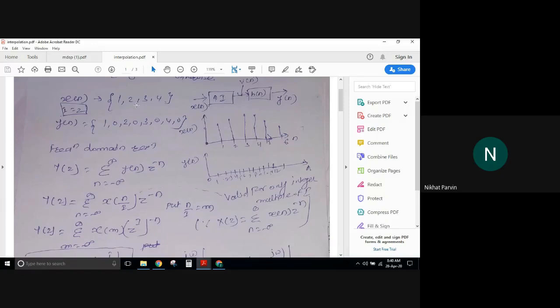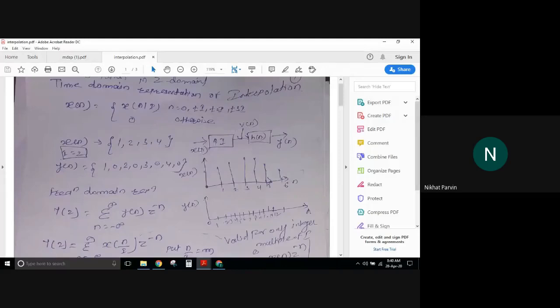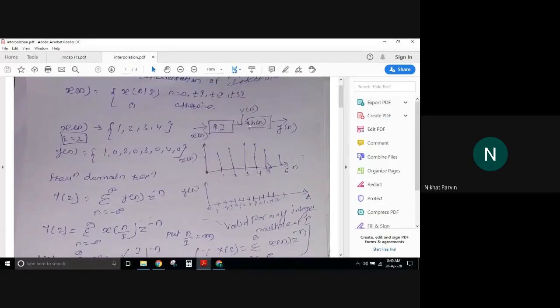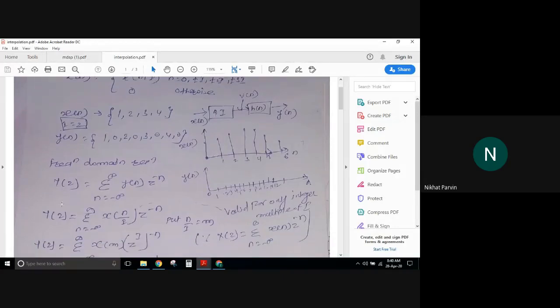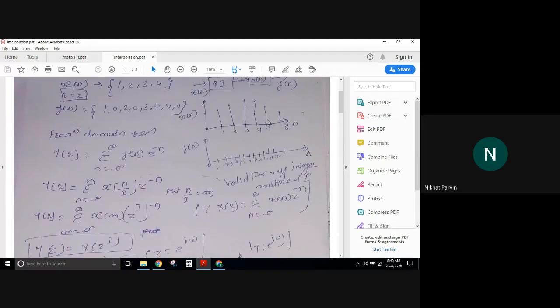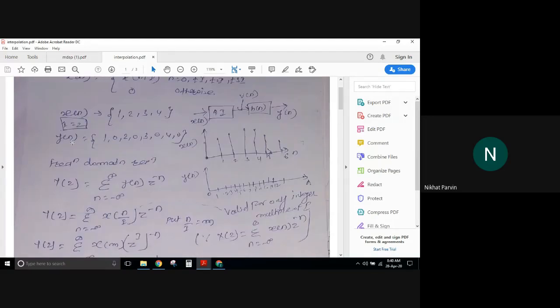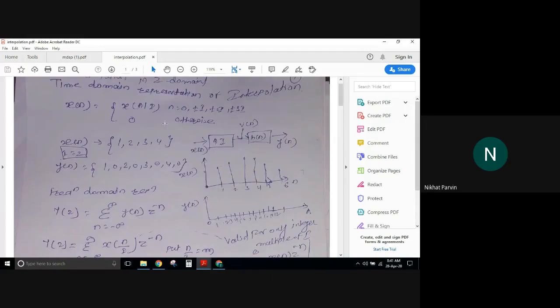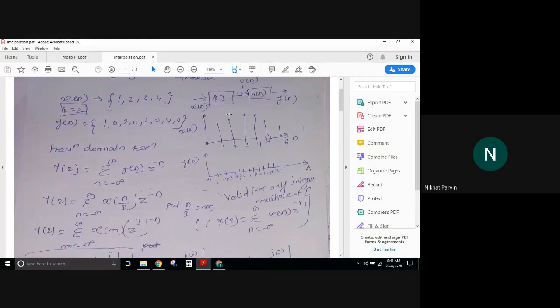Mathematical expressions for the interpolation. We are interested to get this after upsampling. What will be my v of n? That means in the z domain, what will be the output of the interpolation? So what we know, y of z equals this formula when we are representing the signal in the Z domain. Now, what is your y of n? What did you do here? Y of n is nothing but you have simply taken this, right? Y of z equals, put the values of this y of n, something like this.